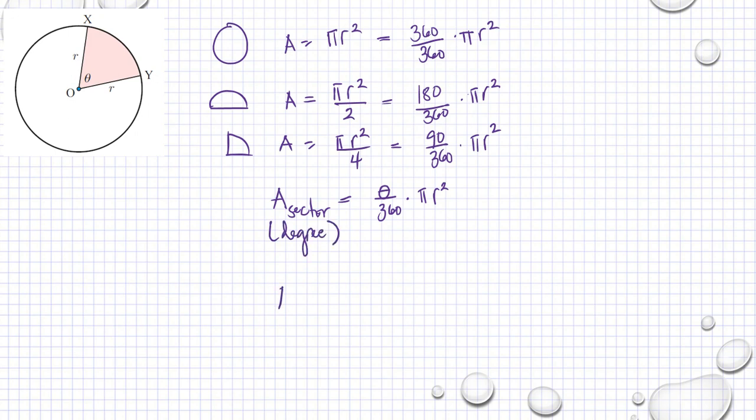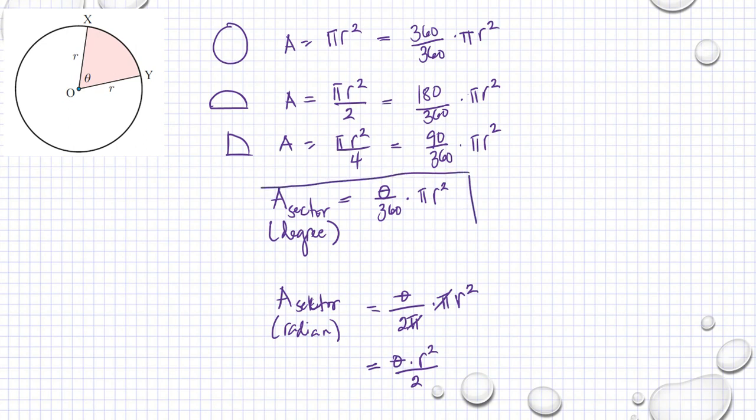How about the area of a sector in radian measure? Then we have theta divided by 360 is equivalent to theta divided by 2 pi, multiplied by pi r squared. Then pi will become 1, and we have theta multiplied by r squared divided by 2. It's good to remember the formula, but it's good to remember where they come from.